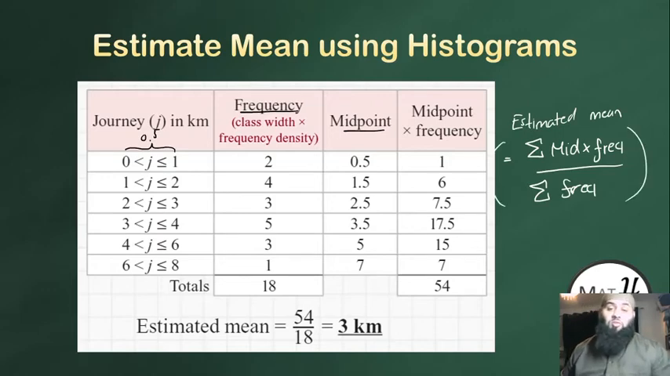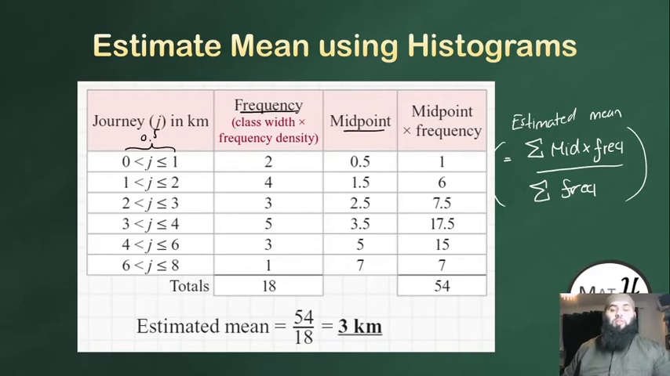So you have to make 2 separate columns. Step number 1 is working out the midpoints. Step number 2 is doing the midpoint times the frequency, and then you work out the sum of the midpoints times frequencies. Then you work out the sum of frequencies, and then you do the total of midpoint times frequency divided by the total of frequencies.